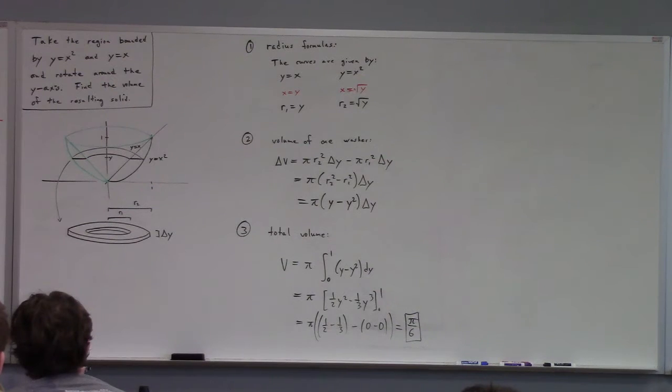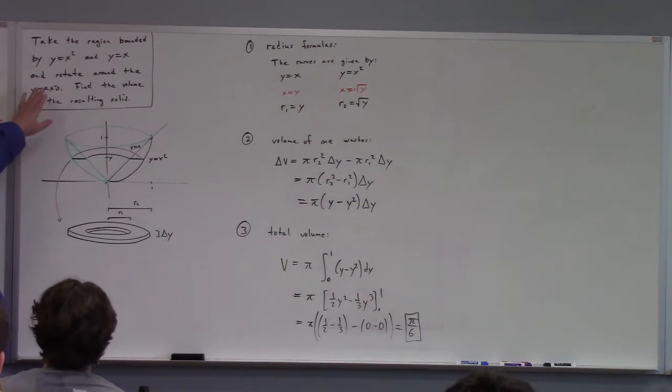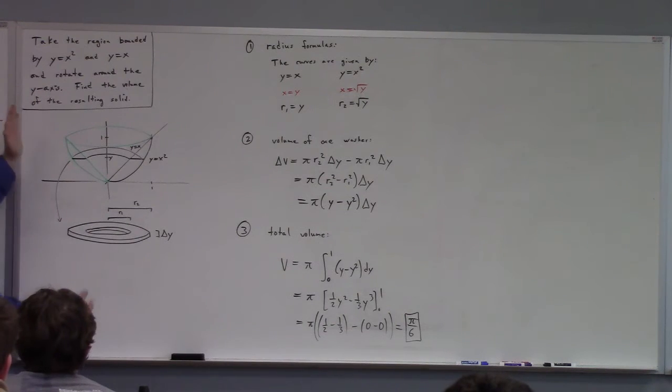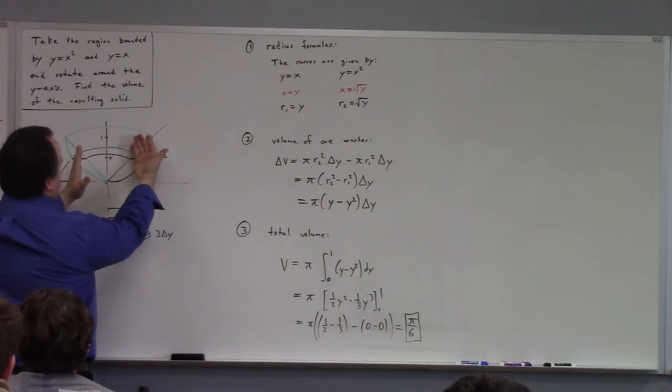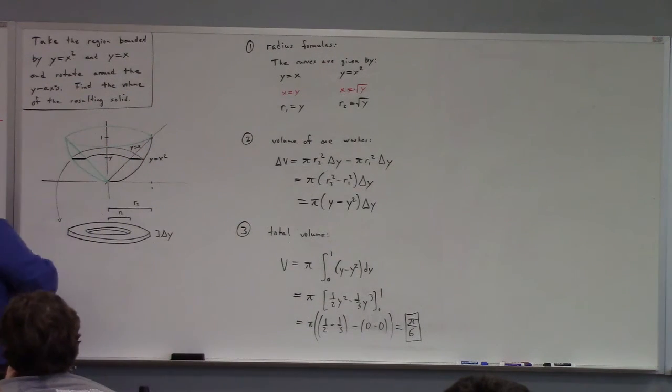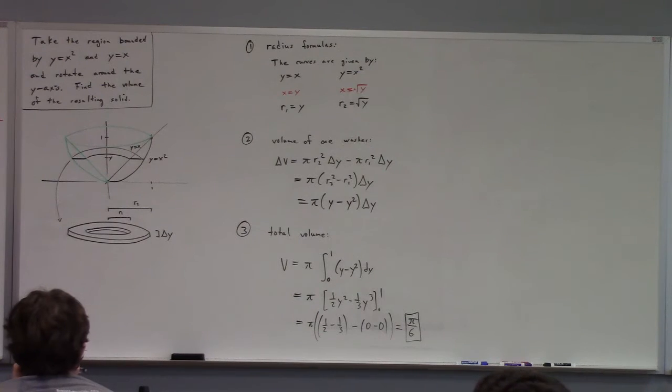So we're supposed to take the region bounded by y equals x squared and y equals x. All right, and then rotate that around the y-axis, like that. You see that? If you can imagine that. And then we're supposed to find the volume of the resulting solid. So what he's done is he's used what's called the method of washers. Really? Crazy Paul.